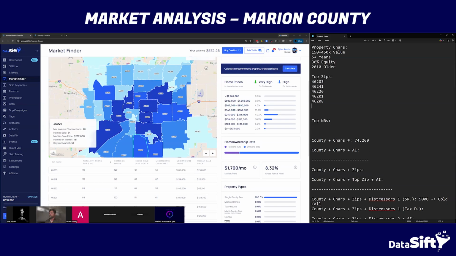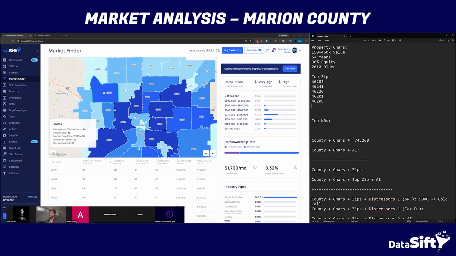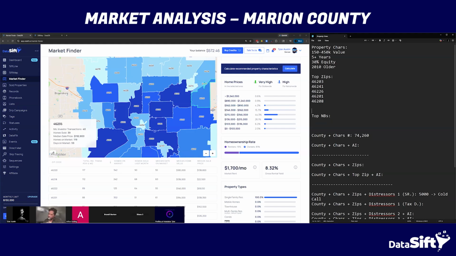Now, the cool thing is remember what I said, how this area right here, let's say this 46254, is a lighter blue, but that could be because there are neighborhoods in here that have literally 0 investor transactions. It doesn't mean that there isn't some really heavy investor transaction activity there at a neighborhood level. And so when you're choosing your top neighborhood, obviously it's amazing if the top neighborhood is also within the top zip codes, but it doesn't have to be that way.